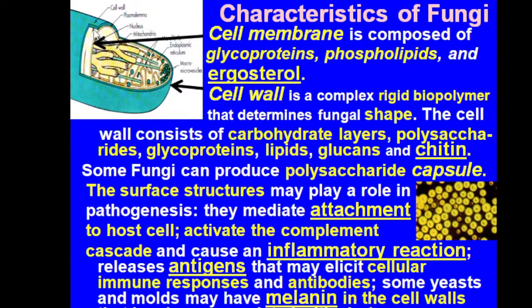So this is about cell membrane. Now we go to cell wall. It is a very complex structure and it is a very rigid biopolymer, and of course it is responsible for the shape of fungi. So the cell wall consists of carbohydrate layers, polysaccharides, glycoproteins, lipids, and glycans, but the unique component is chitin.